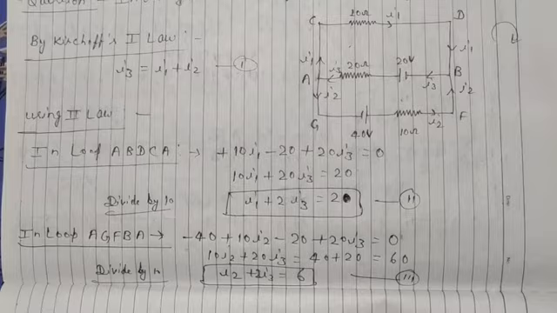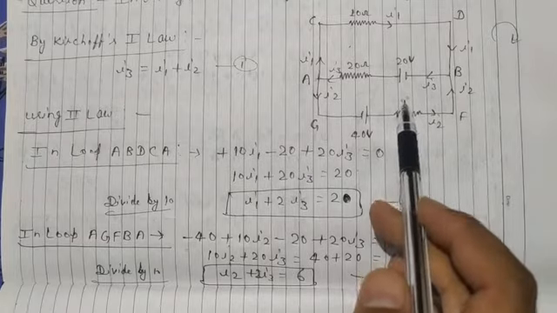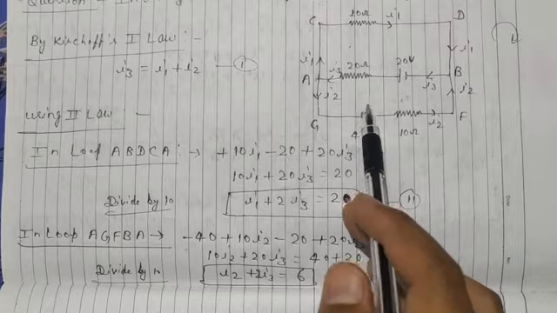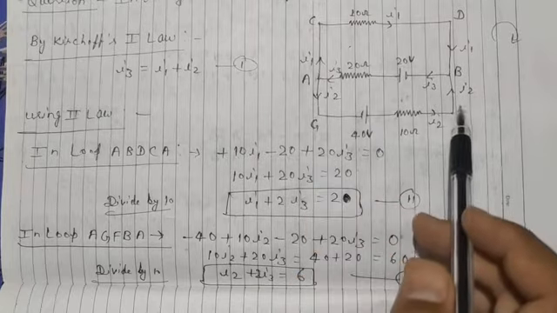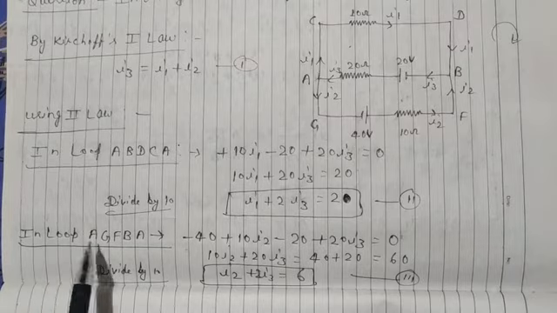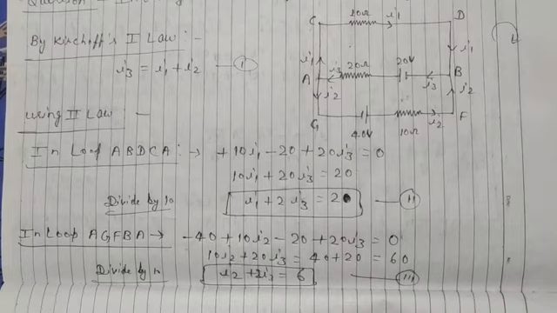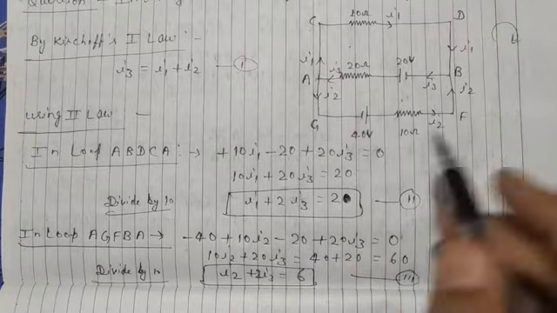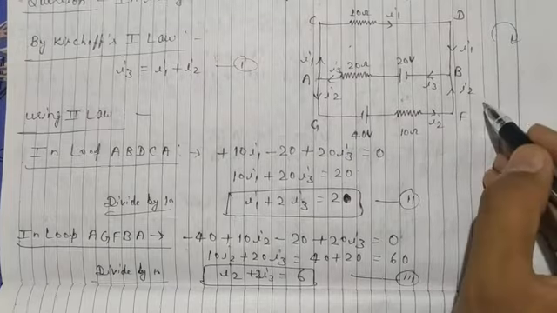Now in the other loop, let the name of this loop be AGFBA. You can choose any name. In loop AGFBA, we can choose any direction, clockwise or anti-clockwise. Any direction we can choose. Let us choose this anti-clockwise direction.